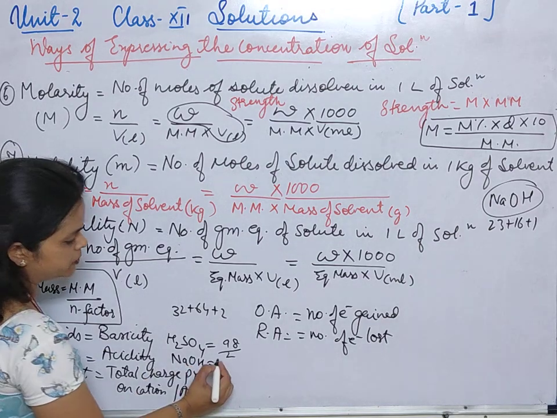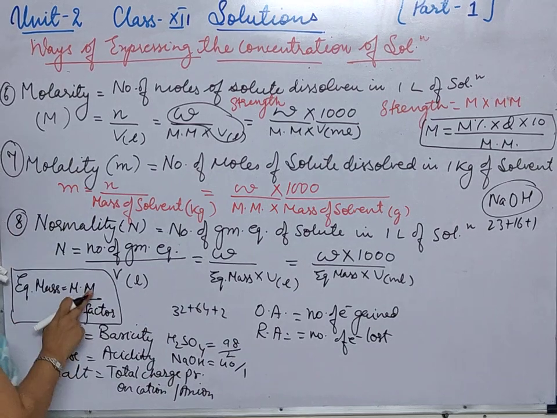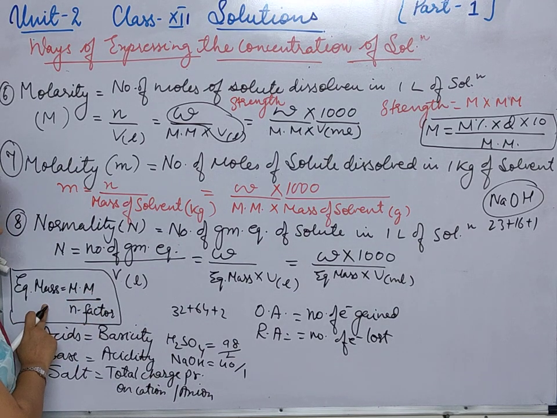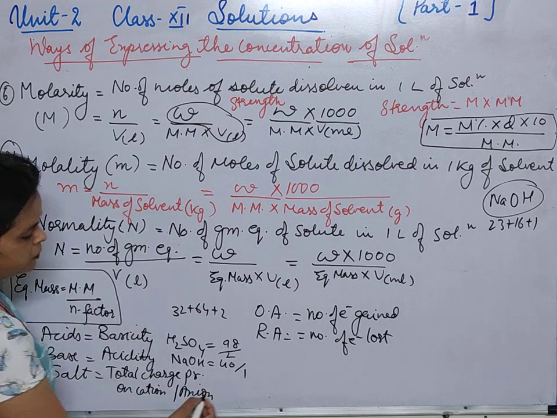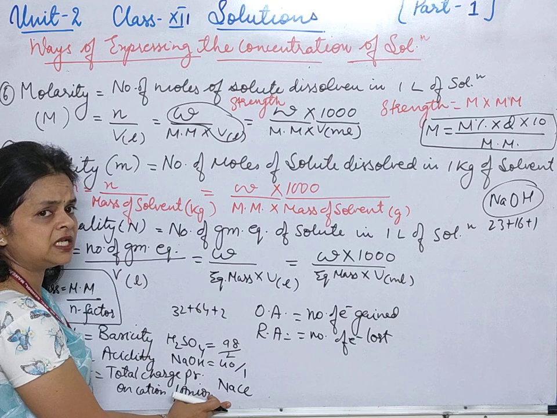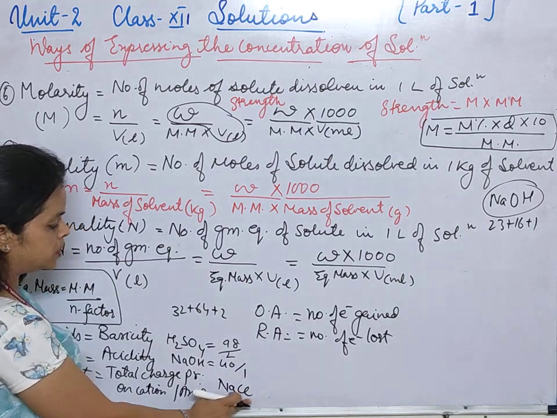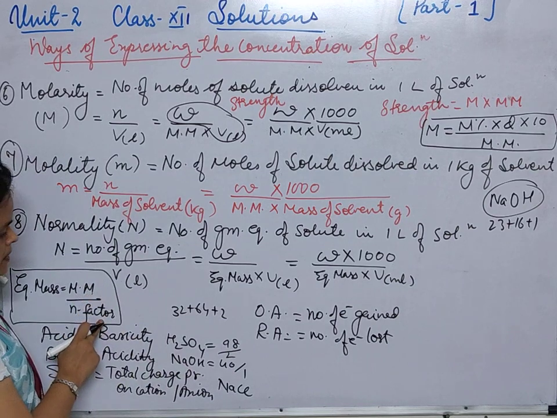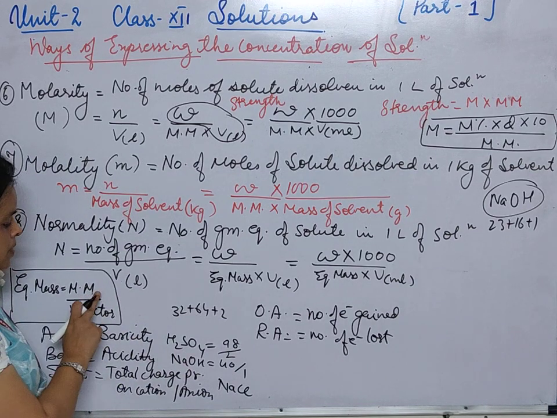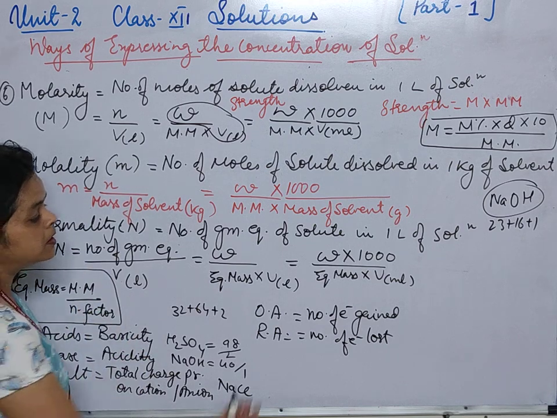24 plus 16, 40. So 40 divided by 1. So molar mass है हमारा 40. Divide करो उसको 1 से and it will give you the equivalent mass. Salt, if you are talking about NaCl, Na पे कितना चार्ज प्रेजेंट है? +1. Cl पे कितना चार्ज प्रेजेंट है? -1. So here you just calculate the molar mass and divide it by 1. It will give you the equivalent mass. Molar mass calculate करो, उसको n factor से divide करो, equivalent mass मिल जाएगा.